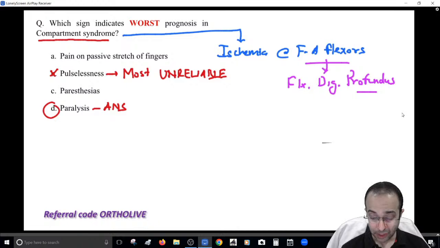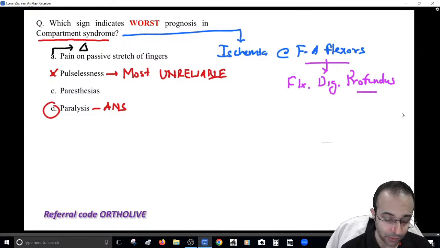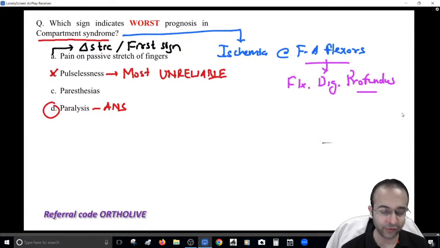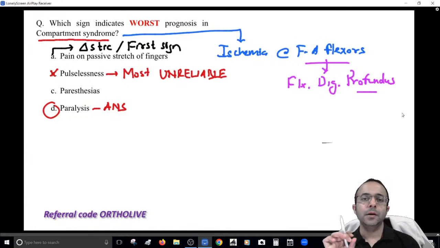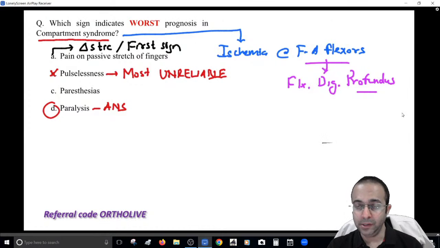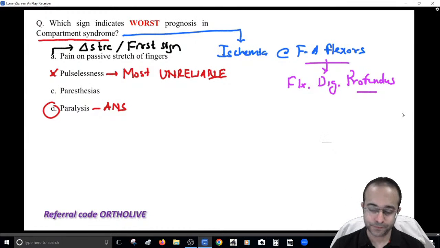And this, pain on passive stretch of fingers, I will call it the diagnostic sign, or I will call it the first sign that appears and guides you to the diagnosis. So please, why people are getting confused with pulselessness and why it's totally unreliable, let me clear my part to you.